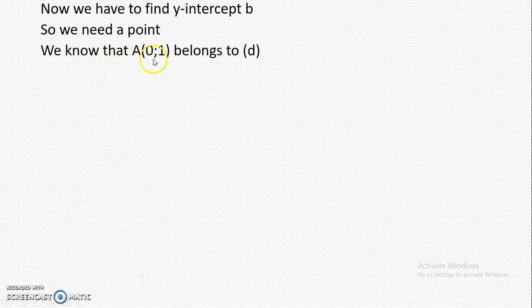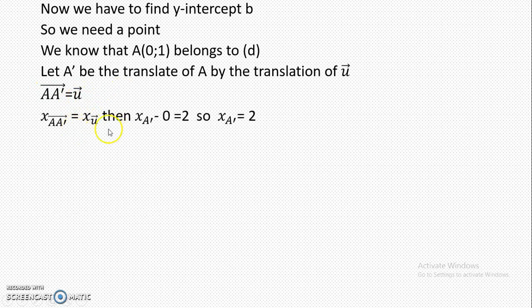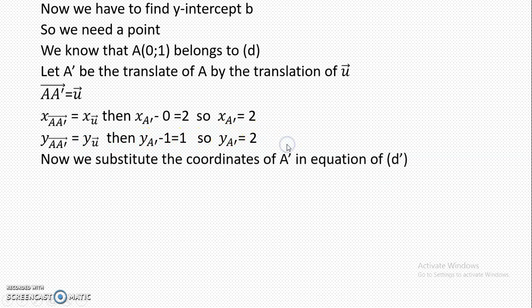Okay, we know that point A (0, 1) belongs to line D. We're going to find the point A prime, which is the translate of A with respect to the vector u. We have vector AA prime equal vector u, since A prime is the translate of A with respect to the vector u. So we apply the formula: x of vector AA prime equals x of u. Then we substitute the values and we obtain x of A prime equal 2. Same thing for y of vector AA prime equals y of u. We substitute the values and we obtain y of A prime equal 2.